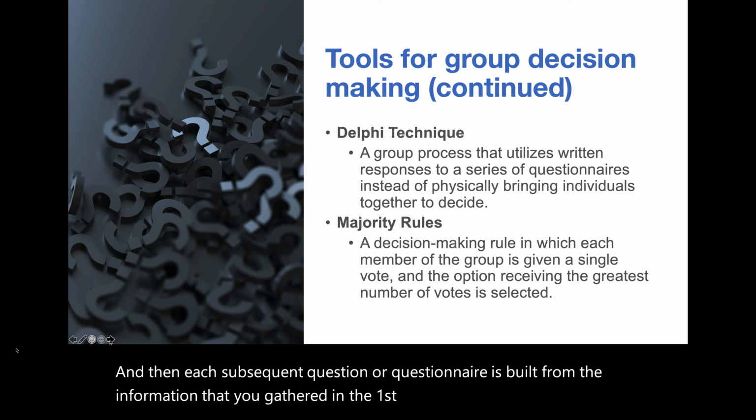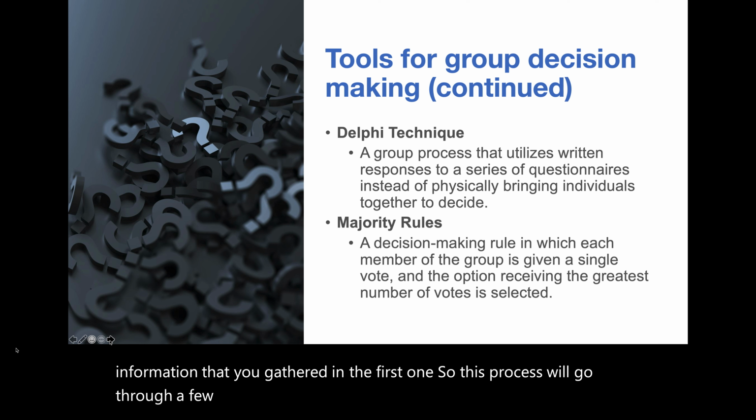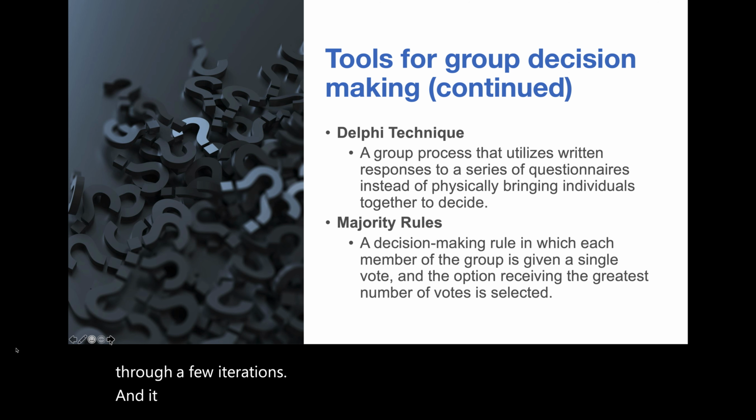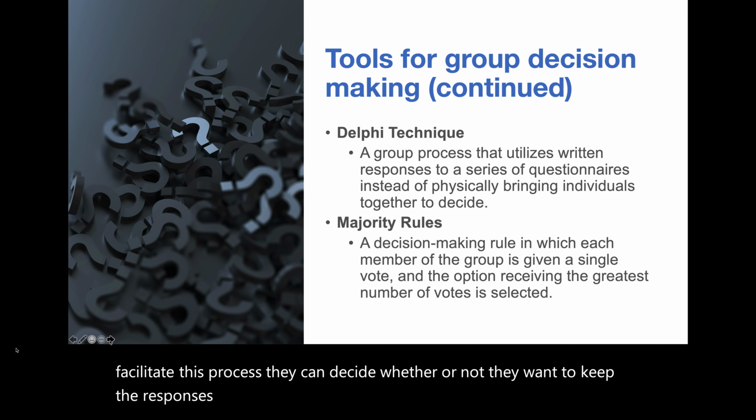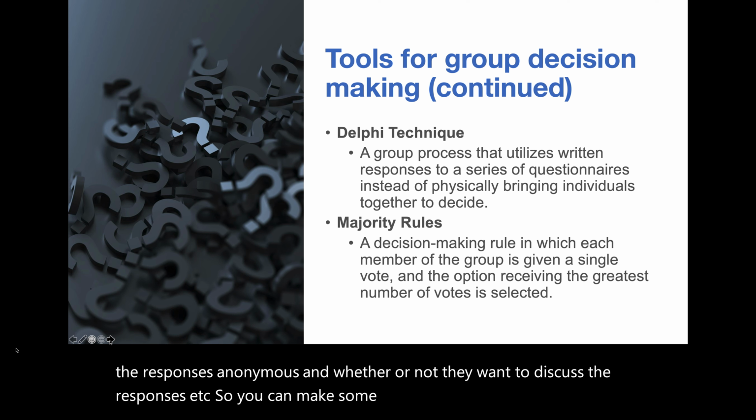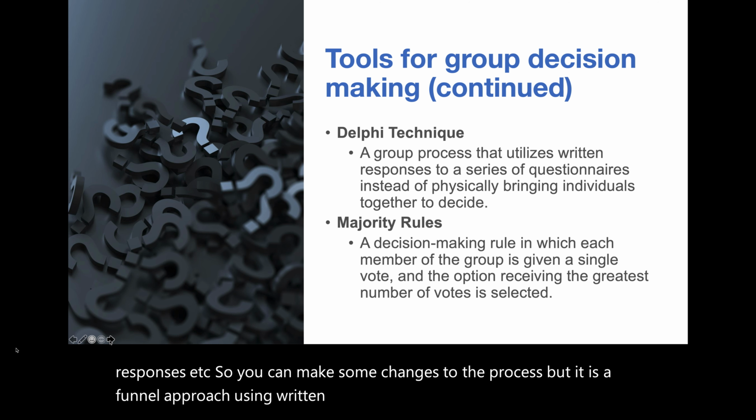So this process will go through a few iterations, and it will end when the group reaches consensus. And the people who facilitate this process, they can decide whether or not they want to keep the responses anonymous and whether or not they want to discuss the responses, etc. So you can make some changes to the process, but it is a funnel approach using written responses to questionnaires.